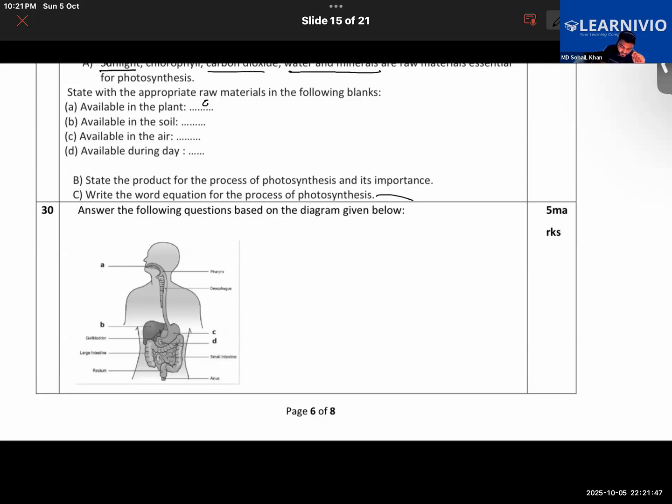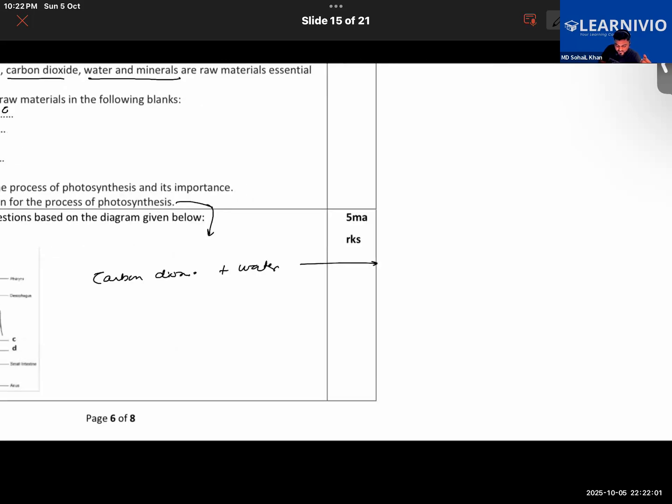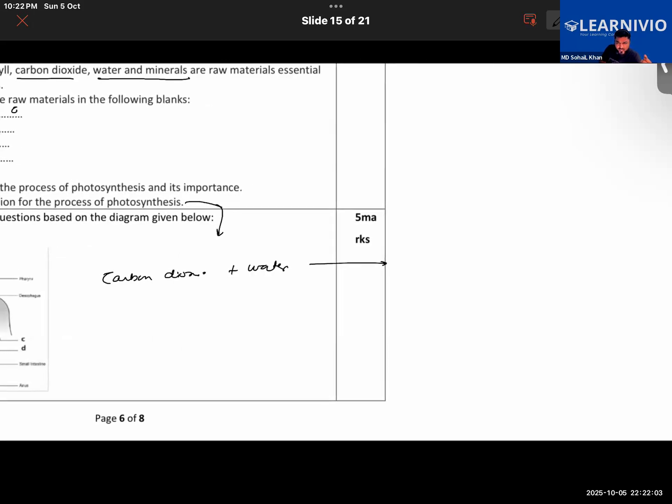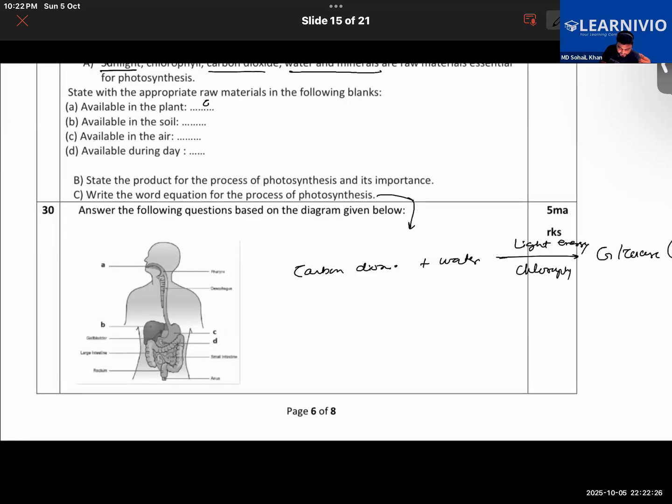Now you quickly tell me the word equation for it. Carbon dioxide plus water, with light energy and chlorophyll above the arrow, gives sugar plus oxygen. Glucose in the bracket, we will write down sugar, plus oxygen.